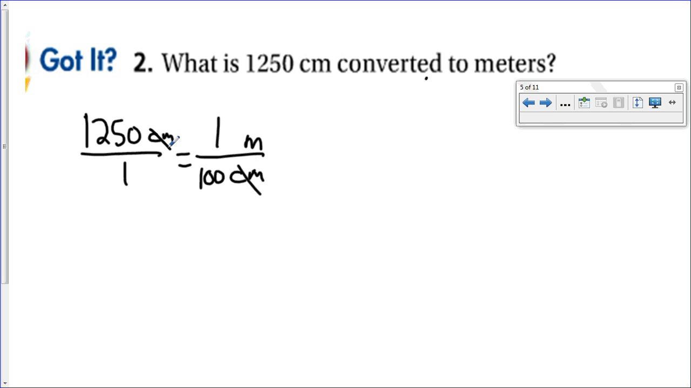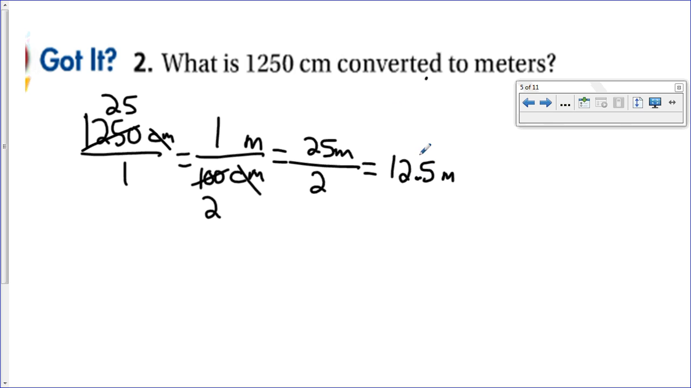Now, your centimeters eliminate each other. If you notice, you can reduce these. I know that 50 goes into both of them. 50 goes into 100 twice, and 50 goes into 1,250 25 times. Now if you multiply across, 25 times 1 is 25. Meters is left as your label. 2 is left on the bottom. So what's 25 divided by 2? That is 12.5 meters. So 1,250 centimeters equals 12.5 meters.